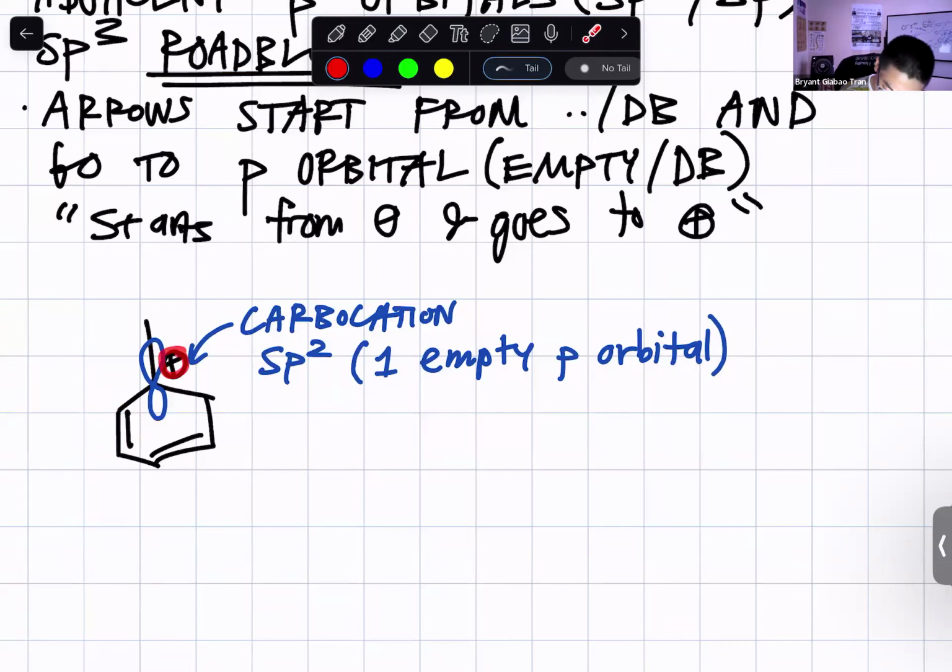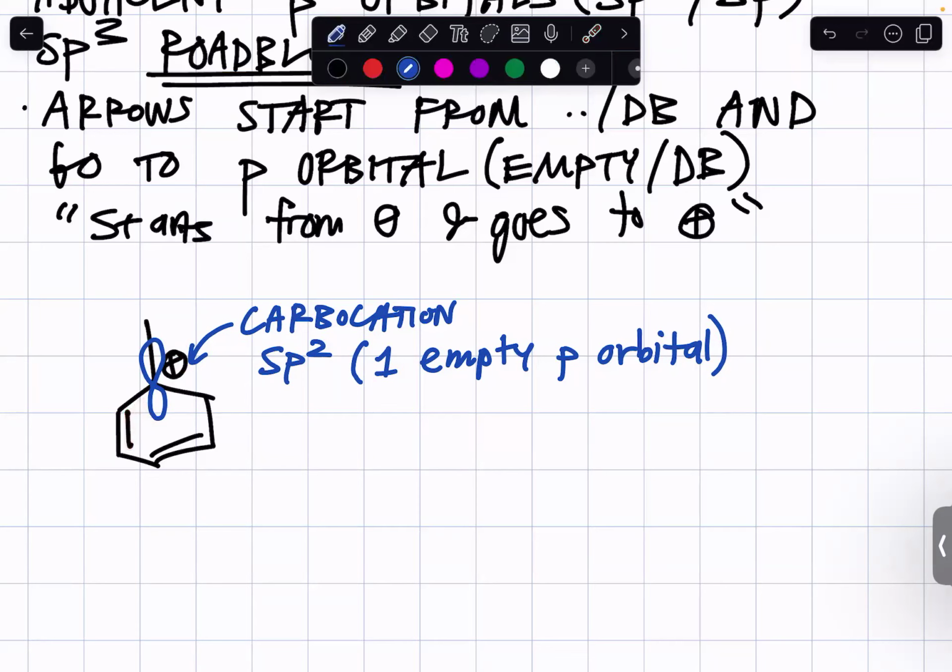Positive charges never move, right? They stay still because there's nothing to move there. It's only the negative charges that move, the electrons, or the bonds that move. So the double bond to the left right here is the one that's moving towards the positive charge. The positive charge doesn't move at all. So this double bond to the left is going to make a double bond right there.